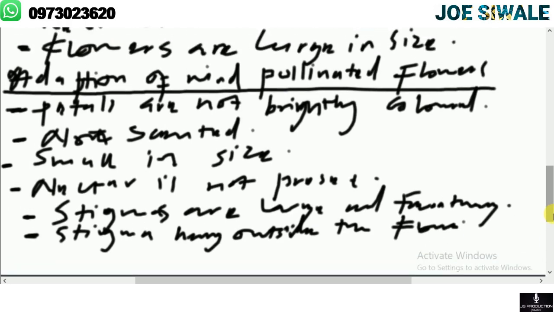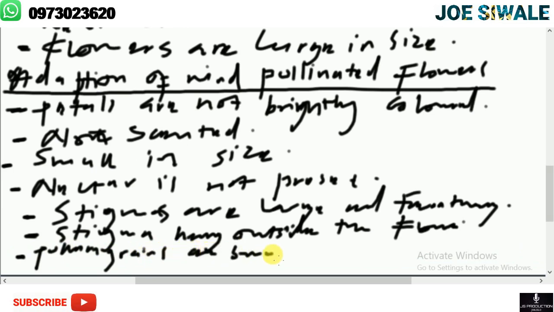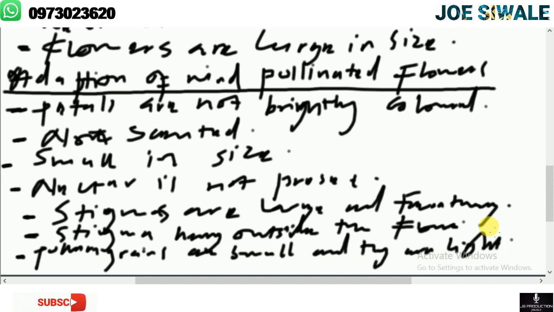Then the other adaptation is that the pollen grains that are produced are usually small in size and light. So pollen grains are small in size and they are light. So that's all about insect pollinated flowers and wind pollinated flowers.